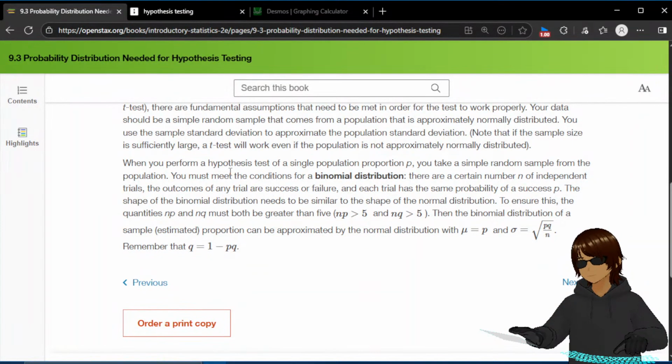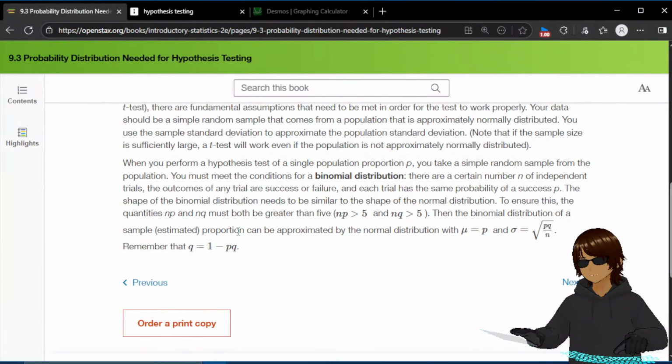When you perform a hypothesis test of a single population proportion p, you take a simple random sample from the population. You must meet the conditions for a binomial distribution. There are a certain number n of independent trials. The outcomes of any trial are success or failure. Each trial has the same probability of a success p. The shape of the binomial distribution needs to be similar to the shape of the normal distribution. To ensure this, the quantities np and nq must both be greater than 5.